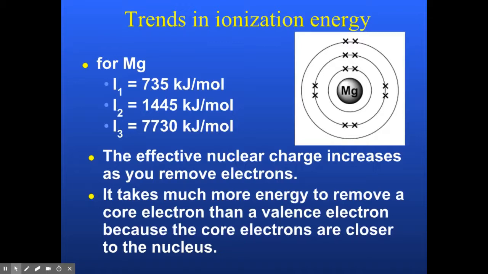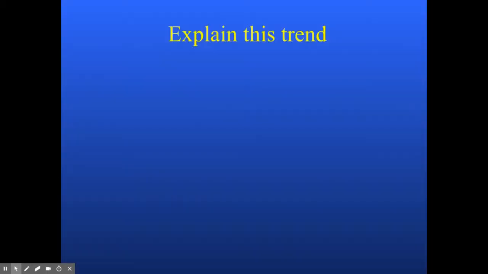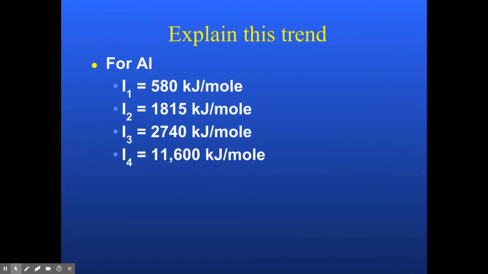And it takes more energy to remove a core electron than a valence electron, because the core electrons are closer to the nucleus. According to Coulomb's law, the force of attraction is greater, requiring more energy to remove that electron. All right, so see if you can explain this trend for aluminum.